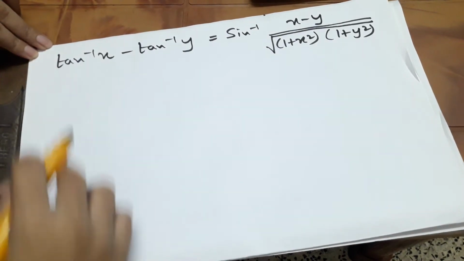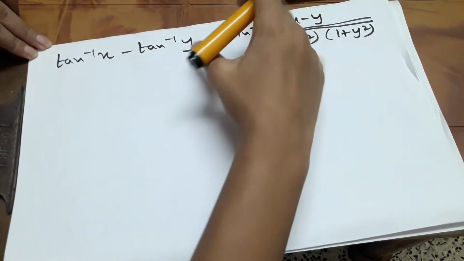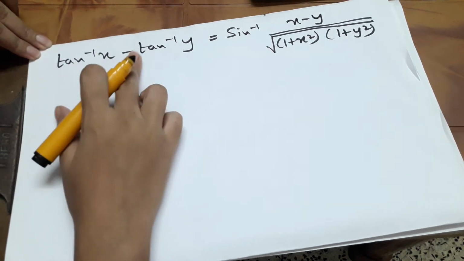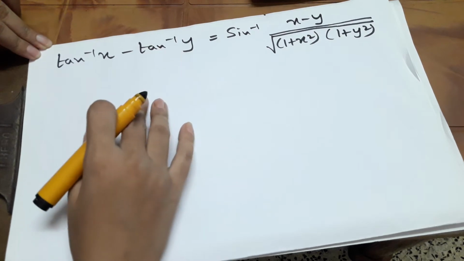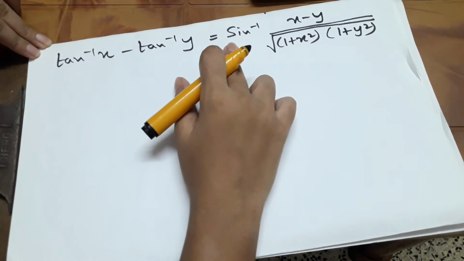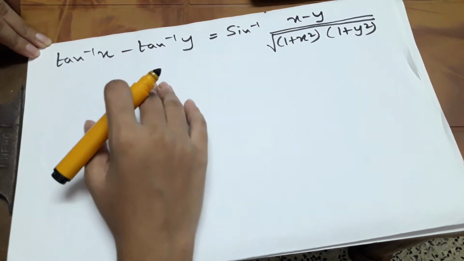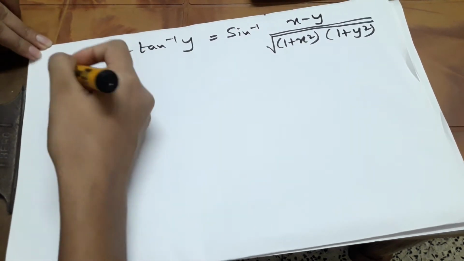Next one, proof that tan inverse x minus tan inverse y equals sin inverse of this expression. First I will convert tan inverse x minus tan inverse y into one tan inverse. The formula is tan inverse of (x minus y) by (1 plus xy), but the result is in sin inverse. So from there I have to convert from tan inverse to sin inverse using the Pythagoras theorem.